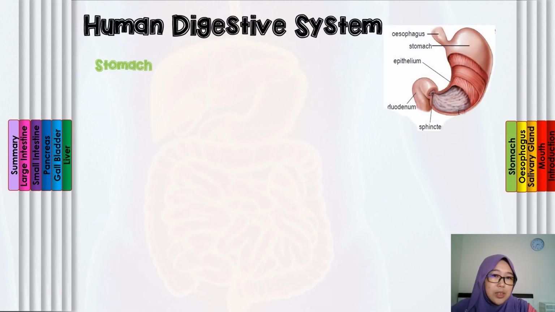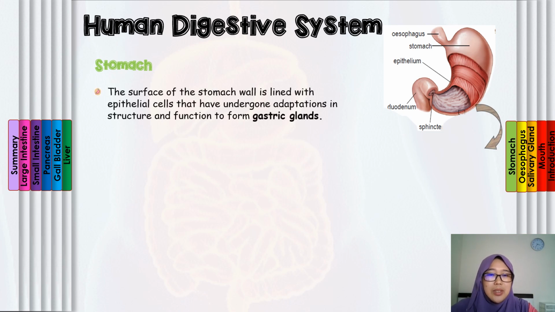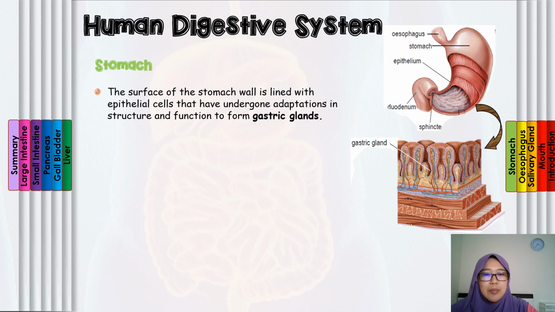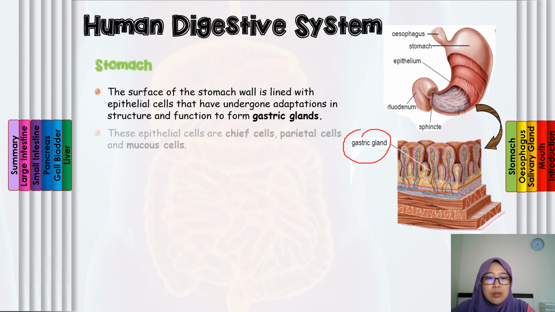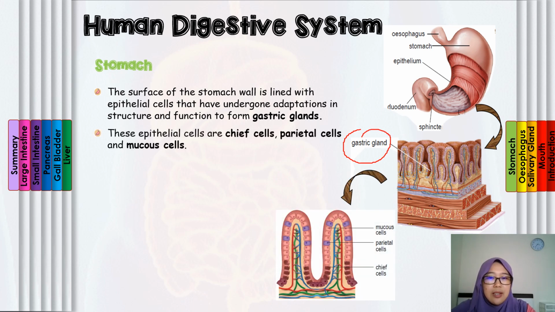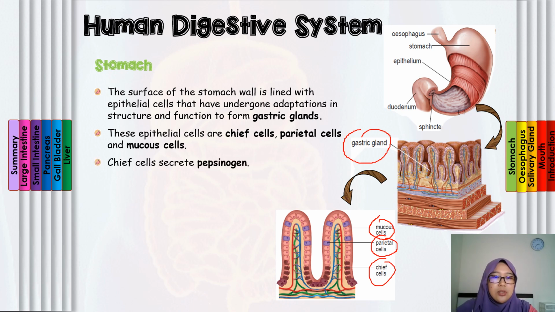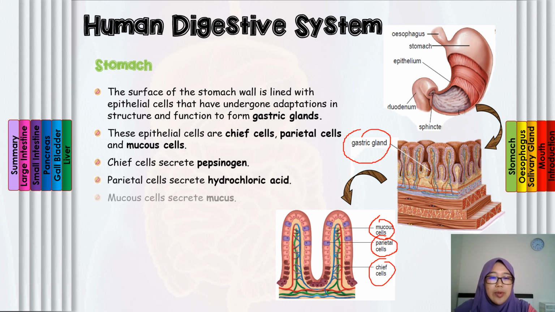The next important organ in the human digestive system is the stomach. The surface of the stomach wall is lined with epithelial cells that have undergone adaptations in structure and function to form gastric gland. These epithelial cells are chief cells, parietal cells, and mucous cells. Chief cells function to secrete pepsinogen. Parietal cells secrete hydrochloric acid, whereas mucous cells secrete mucus.